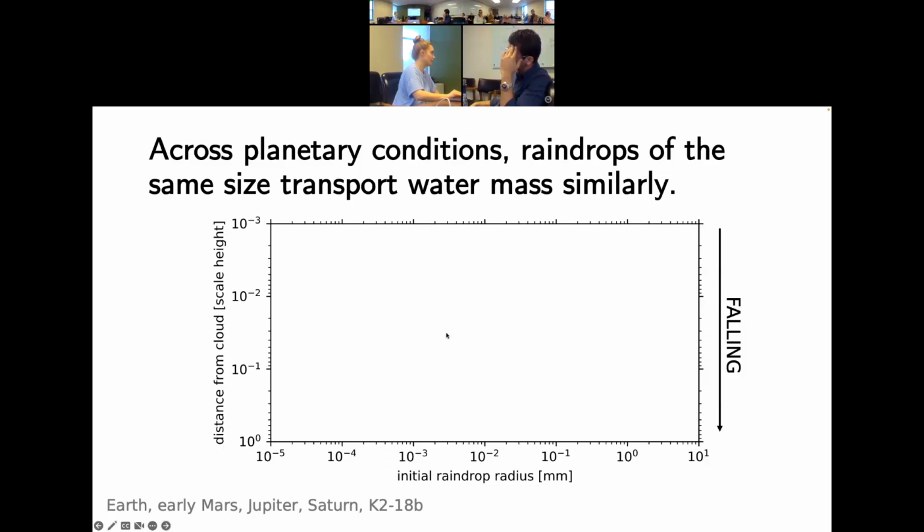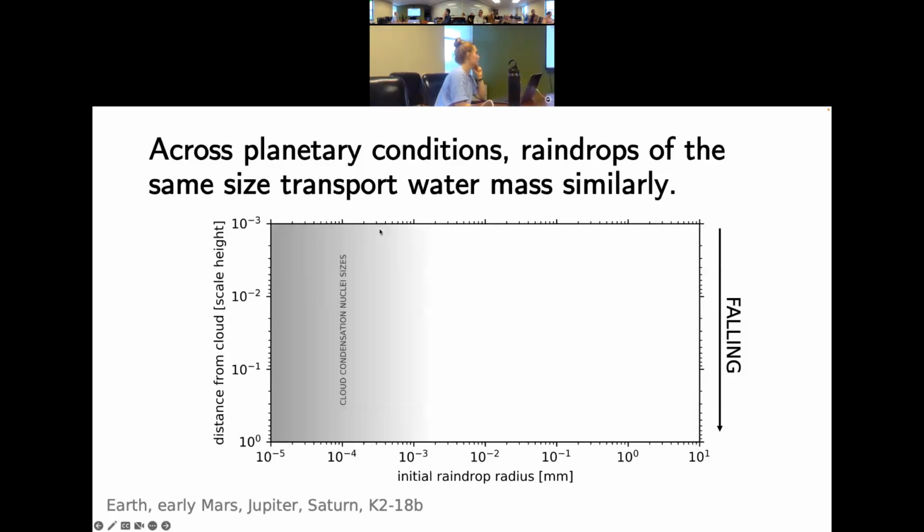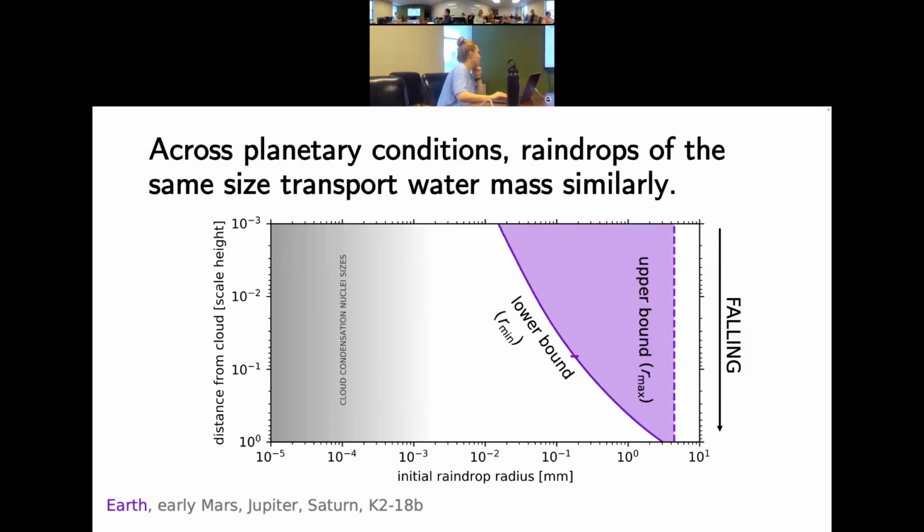And so now I have flipped my initial drop size in millimeters to be on the x-axis, and my y-axis is showing my distance from the cloud. This is in units of scale height in a log scale. You can put this in physical units like meters, and it looks pretty similar, just a little bit different relationships. And again, we can add our cloud condensation nuclei sizes on. And just to give context, I'll show the lower bounds and upper bounds as a function of distance below the cloud, specifically for Earth.